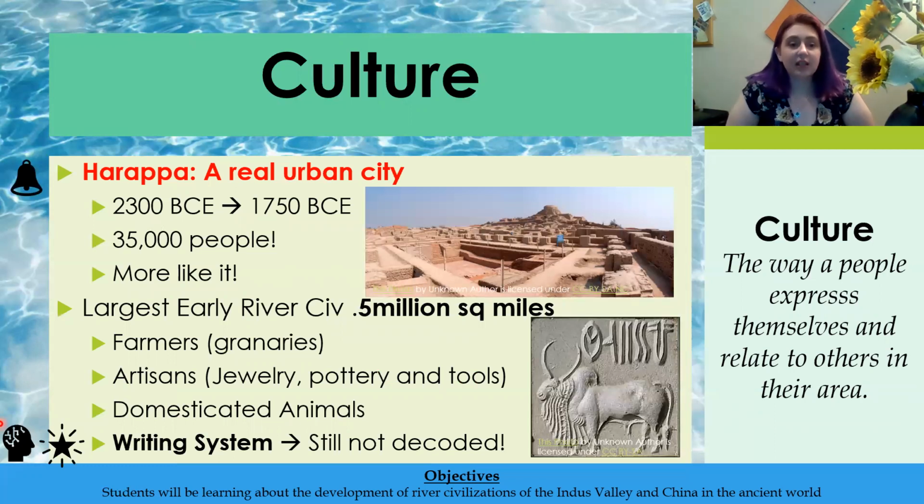So the biggest city was Harappa. This was the first real urban city. It developed around 2300 BCE and lasted until 1750 BCE, which is a very long time, and had over 35,000 people. That's very large for one of these early civilizations. And it's not the only one. There are other cities like this all along the river.